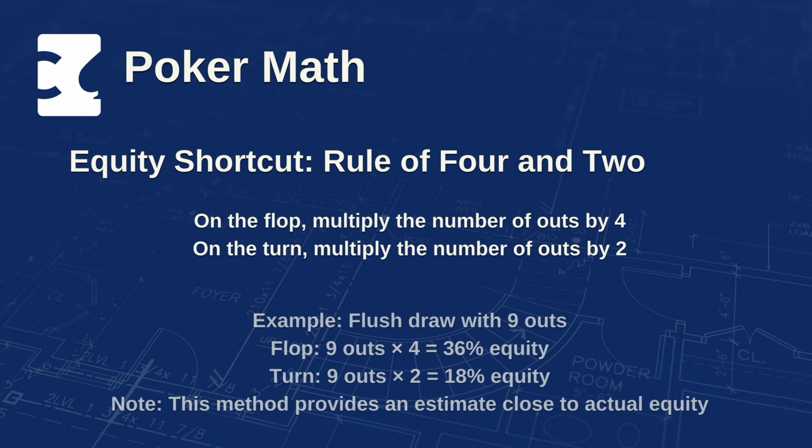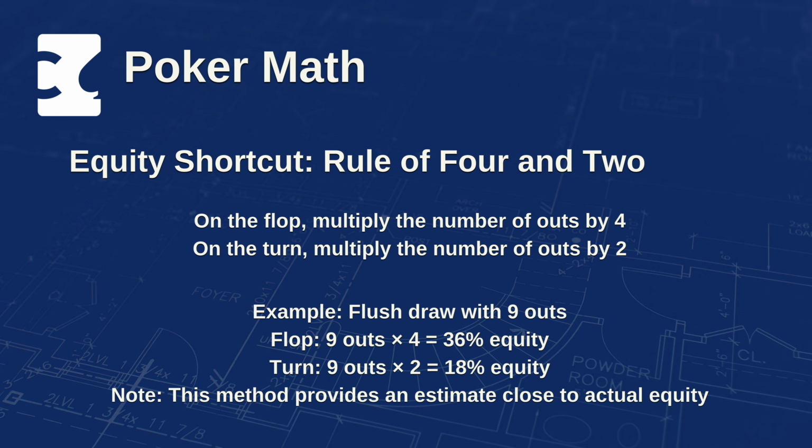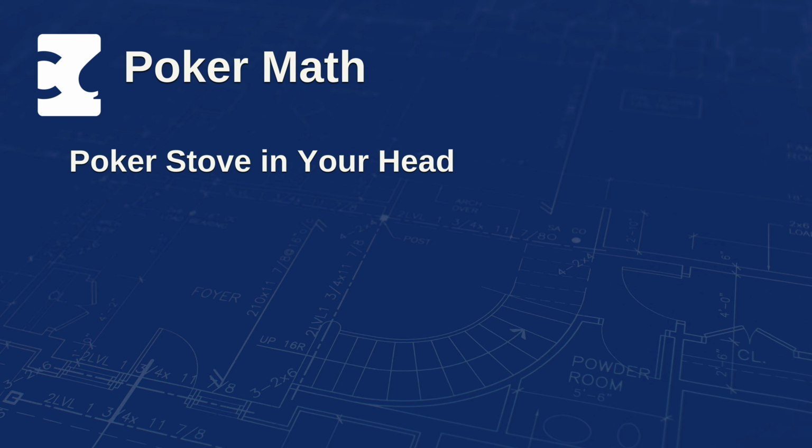As an example, if you have a flush draw with 9 outs, on the flop, multiply by 4 to get 36%, and on the turn, multiply by 2 to get 18%. This isn't perfect, but it will get you very close to your actual equity. And we don't need to be 100% accurate all the time to make these decisions. We just want it to be very, very close. So this shortcut works pretty well. Poker stove in your head.